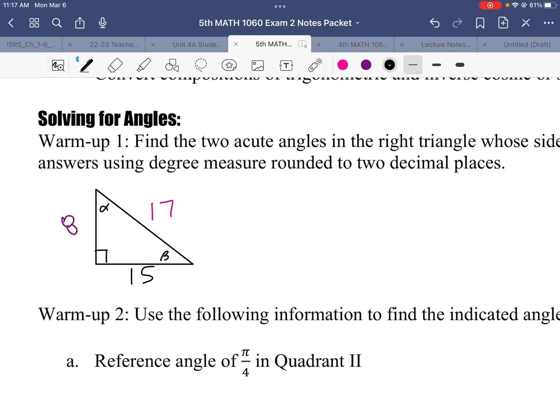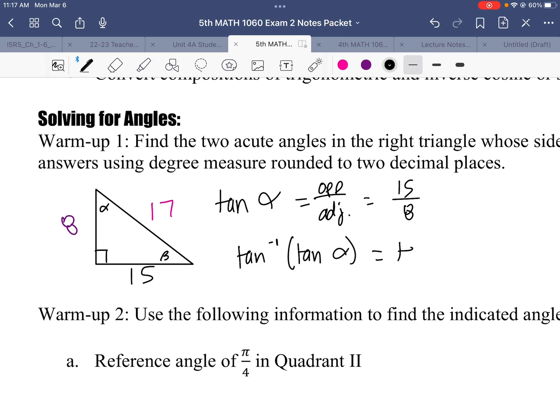And then you have a plethora of choices of how you could go about solving this. Personally, for some reason, I like tangent. It doesn't matter. But I would say the tangent of alpha is always going to be my opposite over my adjacent, which would then be 15 over 8. So the inverse tangent of the tangent of alpha would equal the inverse tangent of 15 over 8. And we put that in our calculator, and it tells us that alpha is about 61.9-ish degrees.